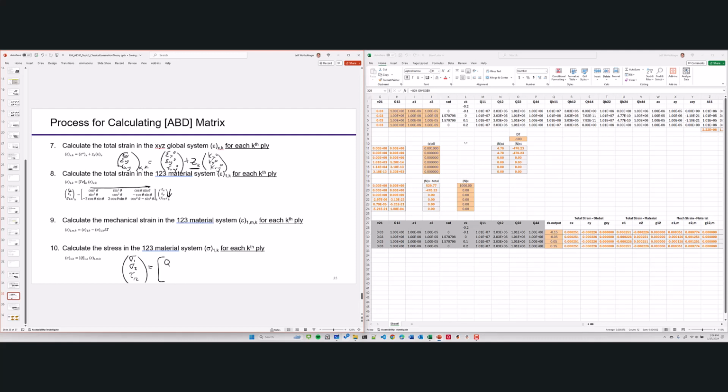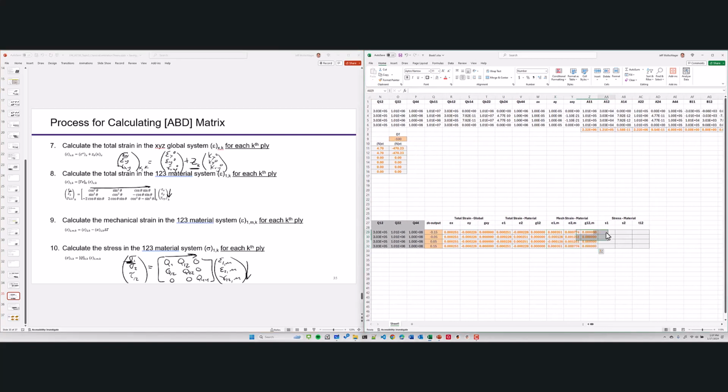Equals Q11, Q12, 0, because I'm in the material system again. Q12, Q22, 0. 0, 0, Q44. Remember, there's no bars because I'm in the material system. Times the strain 1 mechanical, strain 2 mechanical, gamma 1, 2 mechanical, right? And so I'm just going to do this out, right? This row times this column to give me that number, and then the same thing for the other ones, right? So now it's easy enough to get my stresses.